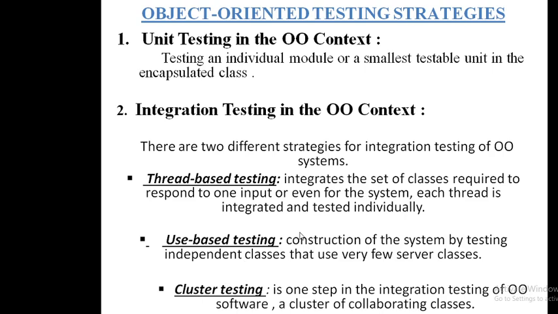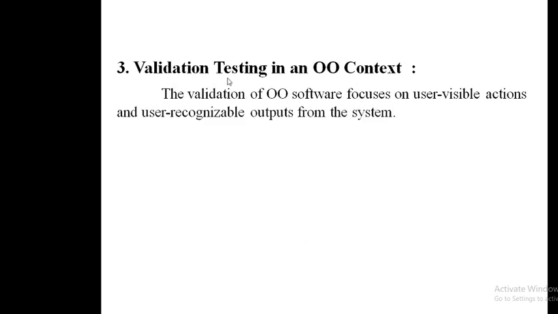Then the third point in object-oriented testing strategy is validation testing in an object-oriented context. The validation of object-oriented software focuses on user-visible actions and user-recognizable outputs from the system. That means validation testing mainly focuses on the components or actions a user can directly see in the software, and the user-recognizable outputs in the system.